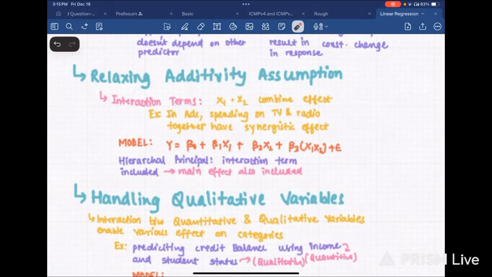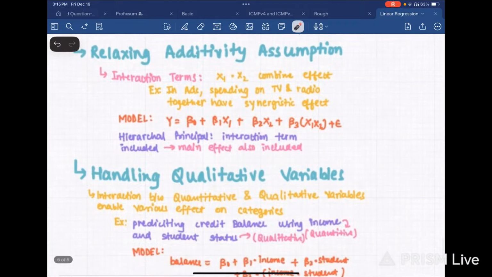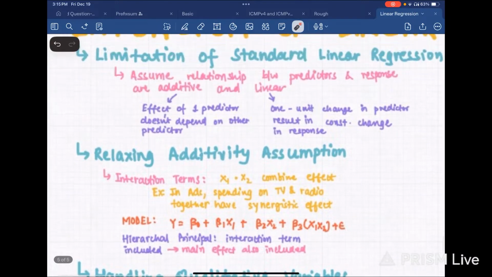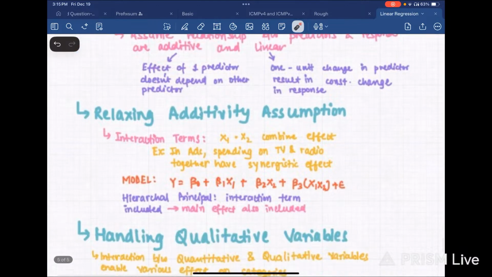So we can write the model here as y equals beta naught plus beta 1 times x1 plus beta 2 times x2 plus beta 3 times x1 times x2 plus epsilon. The hierarchical principle: the interaction terms should include the main effects as well. So this is the relaxing of the additive assumption, an assumption which we can relax.